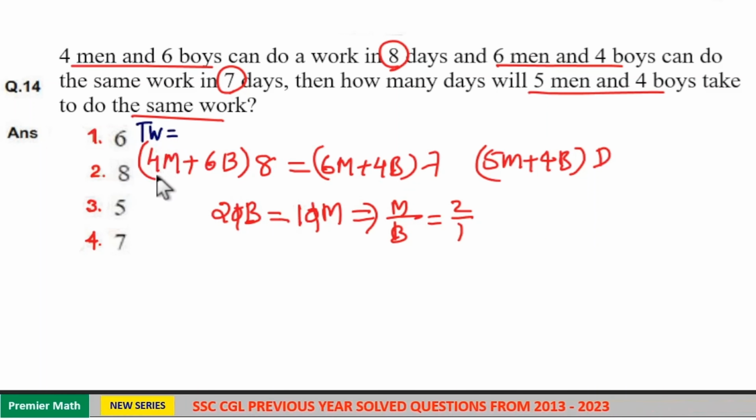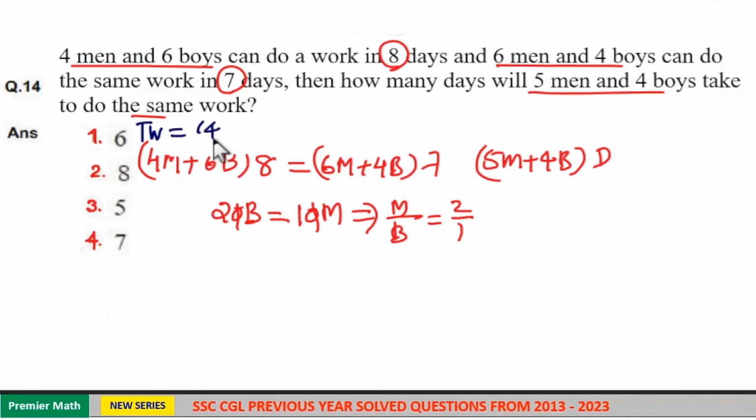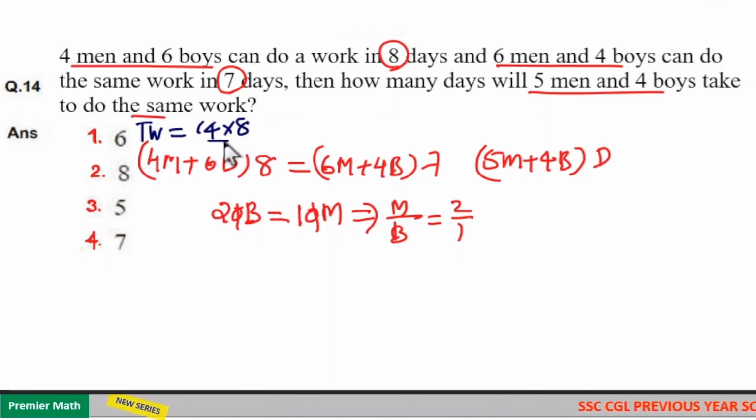Total work is equal to 4 into 2, 8, plus 6 into 1, 6. So 8 plus 6 is equal to 14. So 14 into 8 is the total work here.